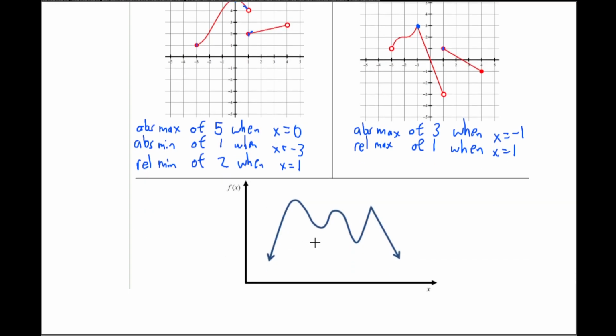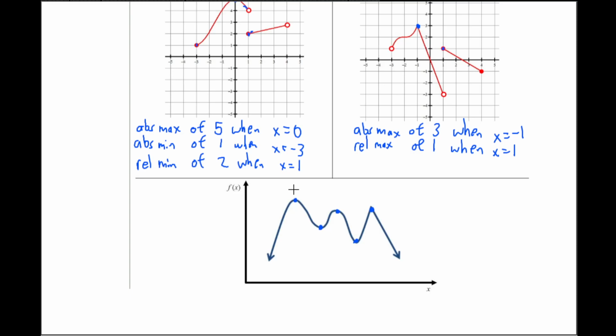Let's take a look at this graph here. Look at all the tops of the mountains, the bottoms of the mountain peaks here. So you see, this looks like to be the absolute max. This looks like to be a relative min, relative max, relative min, another relative max.